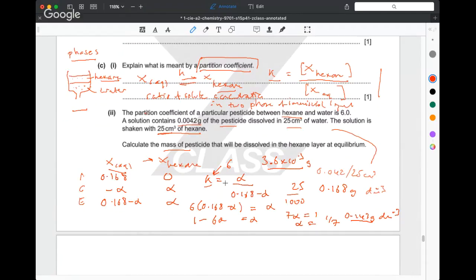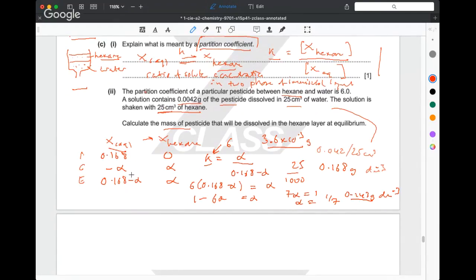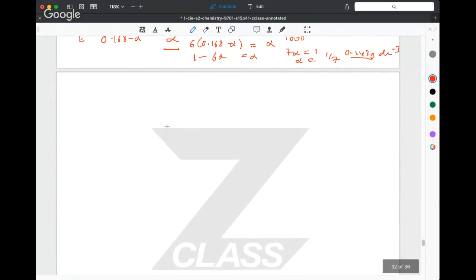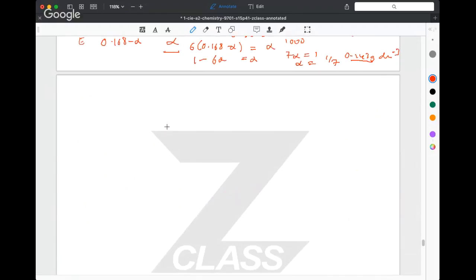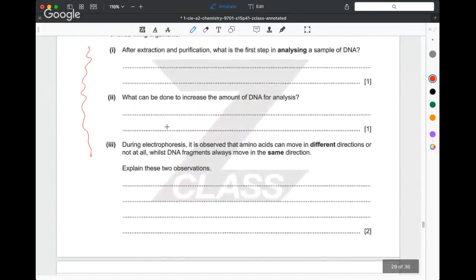You could work out what the amounts or the concentrations were at equilibrium, and you can multiply up to work out the equilibrium concentration in hexane. And once you know the equilibrium concentration, then you can divide by 1,000 and multiply by 25 to give you the actual mass of the pesticide that's going to be in hexane at equilibrium. Good, and that's as far as I wanted to go with all of that. I think the rest is pretty clear from the mark scheme.